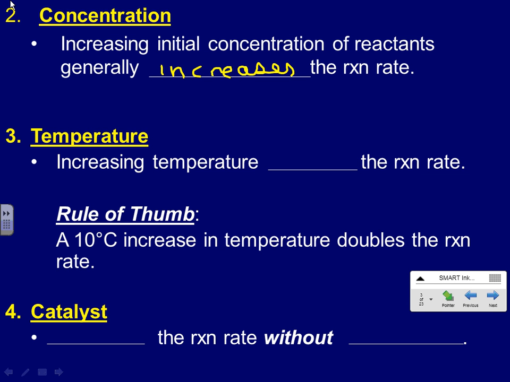Temperature, also a very well-known one. Whether you've memorized it or perhaps you've had experience with it, maybe in cooking, that type of thing, because that's a chemical reaction. Increasing the temperature, what does it do to the reaction rate? Yeah, it increases it.